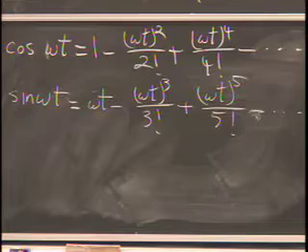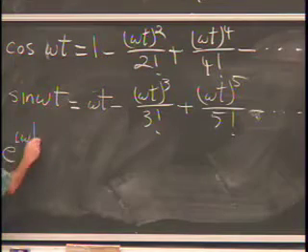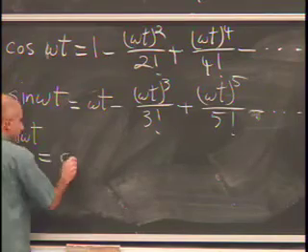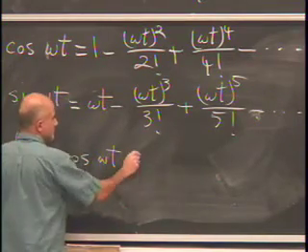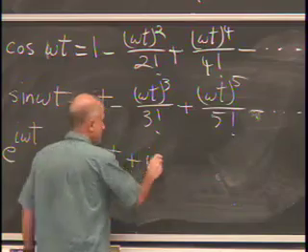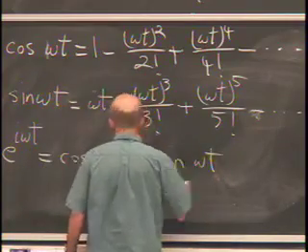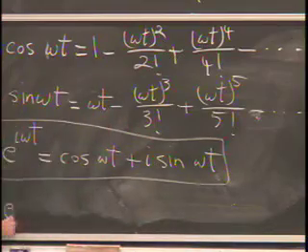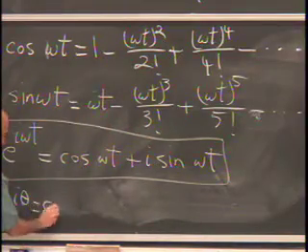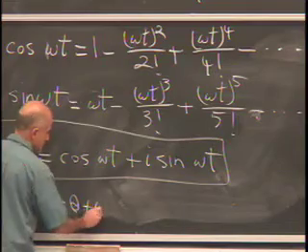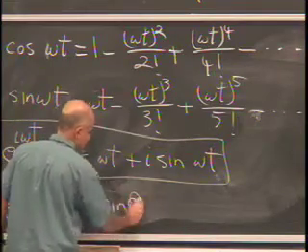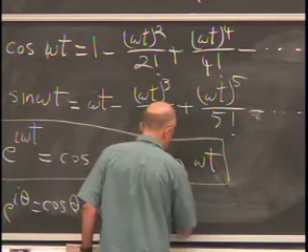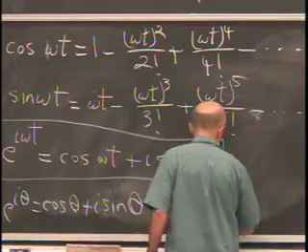Now, can you write that top one in terms of cosine and sine? How? E to the i omega t is equal to cosine omega t plus i sine omega t. This is a very important formula. In fact, you can write it more simply. E to the i theta is cosine theta plus i sine theta. This is called Euler's formula. It's developed in Appendix B.